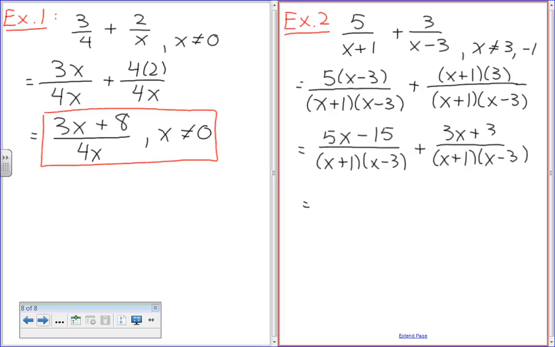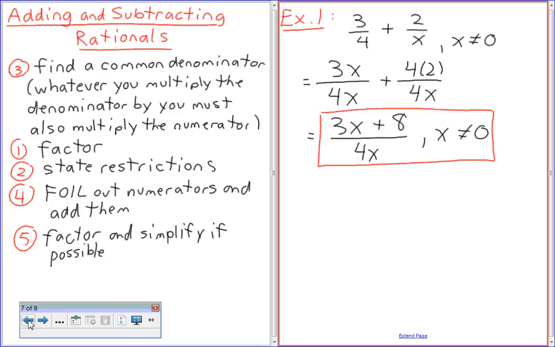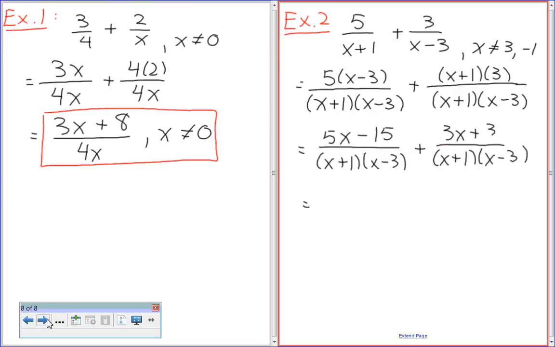Never in your life. Sorry, let me try it again. Sorry, that's incorrect. Never in your life are you ever going to FOIL the denominator. The denominator is used for 2 things. Number 1, to cancel something with the numerator, like to cross out if we can. Secondly, it's there for restriction. But you're never in your life going to FOIL the denominator. Even if you look at the steps here, when we go back one page, it says FOIL out the numerators and add them. Never does it say to FOIL the denominators. Then it says factor and simplify if possible. We're never ever going to FOIL the denominators. Okay? I didn't mean to come out like that. We will work together to get the right answer.